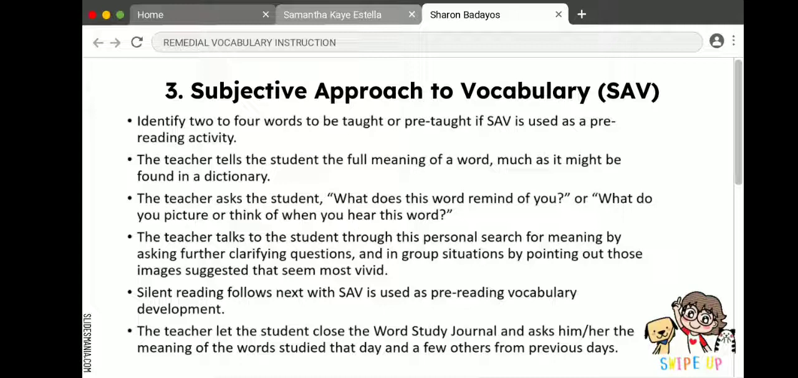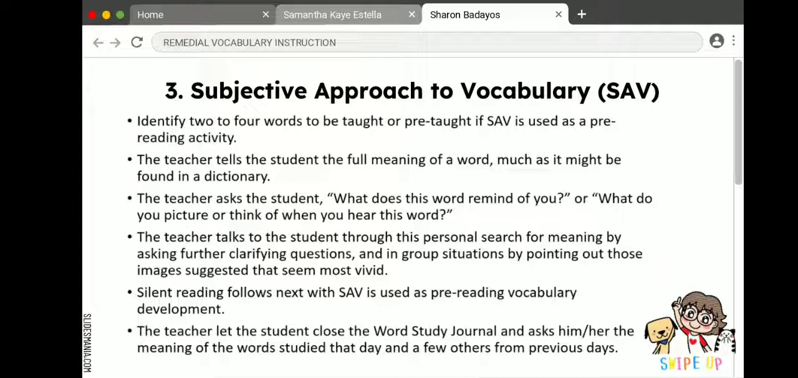So basically, the teacher will call random students and then use the new concept that they have learned and then use it in a sentence. So letter D is the teacher talks to the student through this personal search for meaning by asking further clarifying questions and, in a group situation, by pointing out those images suggested that seem most vivid. The teacher may add his or her own images.